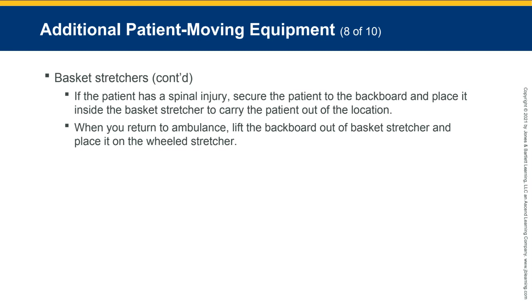If the patient has a spinal injury, secure the patient to the backboard and place it inside the basket stretcher to carry the patient out of the location. When you return to the ambulance, lift the backboard out of the basket stretcher and place it on the wheeled stretcher.